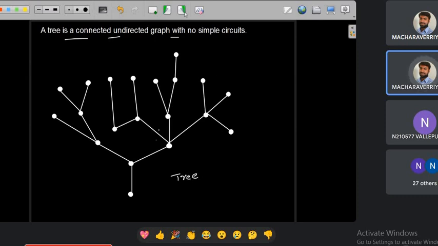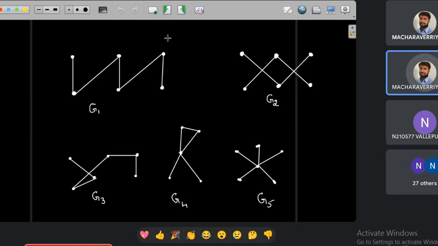All right. So now I'll give you some graphs. Tell me whether they are trees or not. You look at the graph G1. Is it a tree? First of all, it is connected. Therefore, no issue. And next, does it have any simple circuit? No. So therefore, can we conclude this is a tree? This is an example of a tree. So the graph G1 represents a tree.